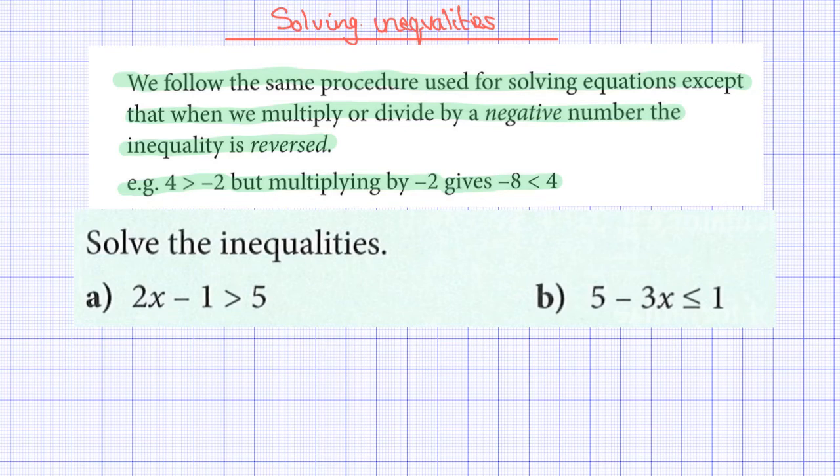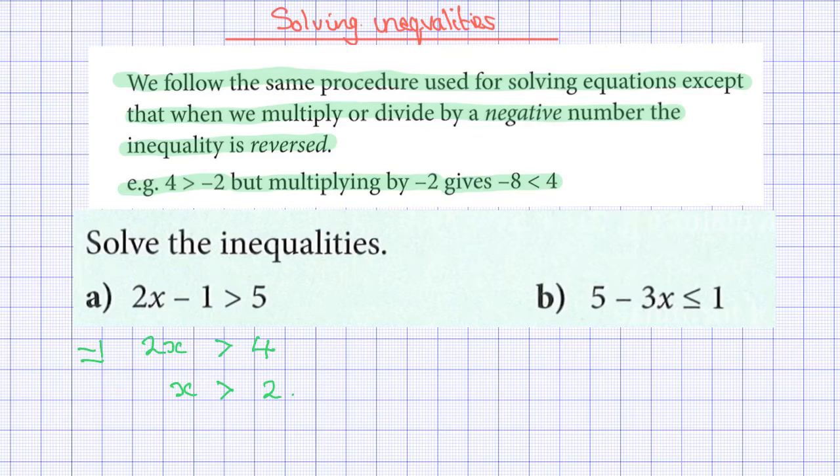To solve the following, use exactly the same rules as you would for an algebraic equation. So, solving A. Subtract 1 from both sides. Divide both sides by 2. So the answer is x is greater than 2. So x can be any value greater than 2.